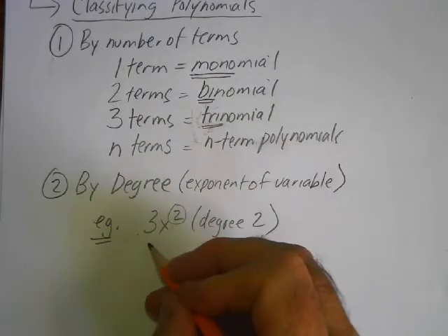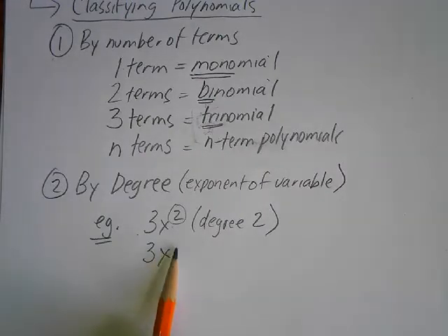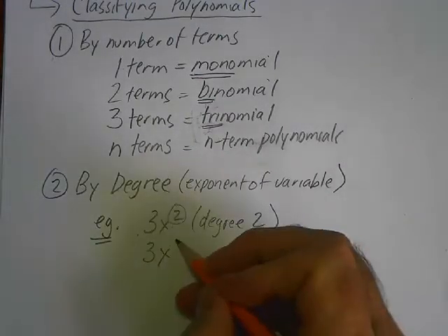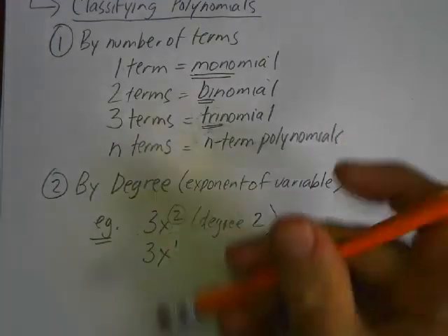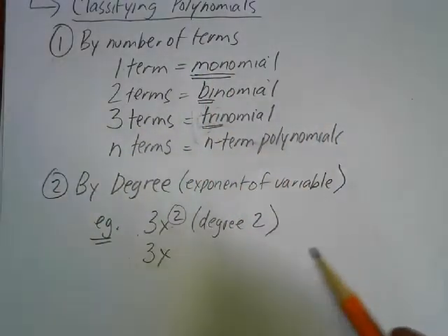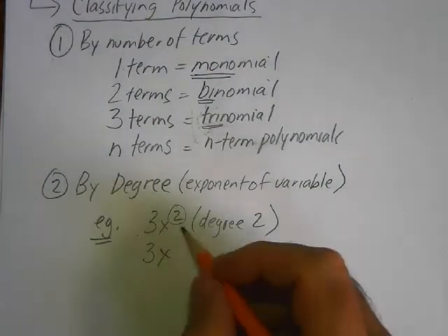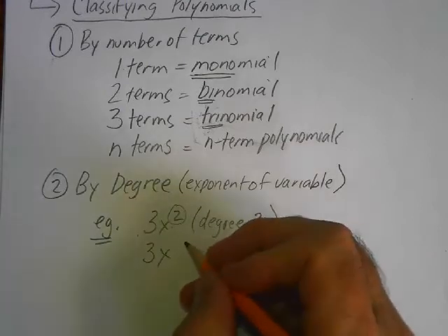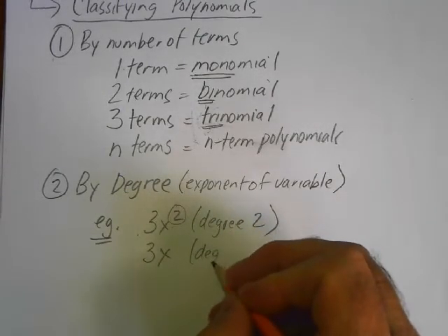Okay, if I just had 3x, well, you're saying, well, there's no exponent there. Is that 0? No, there's actually kind of an implied one, which means we just multiply x one time, but we don't usually put the 1 there, but it's there. Just like if I said x, that would be 1x. So x by itself, really there is an exponent of a 1 there, so that would be degree 1.